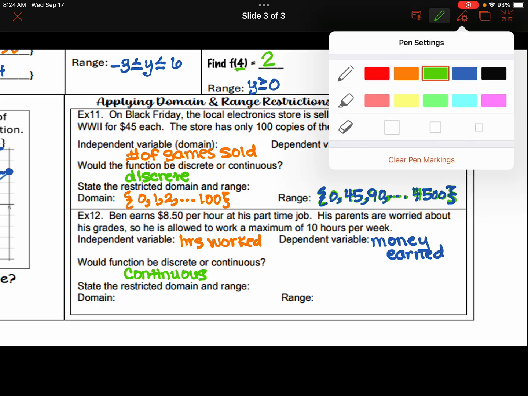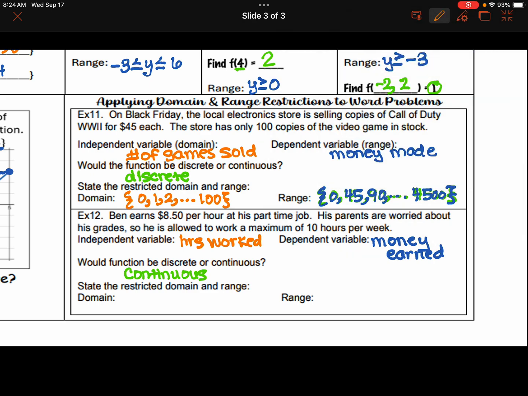So in this scenario, my domain is going to be a compound inequality starting at 0 and then going up to the parent's restriction of 10 hours. So 0 less than or equal to x less than or equal to 10. And then the range is based on what we get paid. So work 0 hours, get paid $0. There's real life. Less than or equal to y, less than or equal to... But if you're making $8.50 an hour and you work 10 hours, technically you've made $85 before taxes, but we're not going to worry about taxes on this word problem.